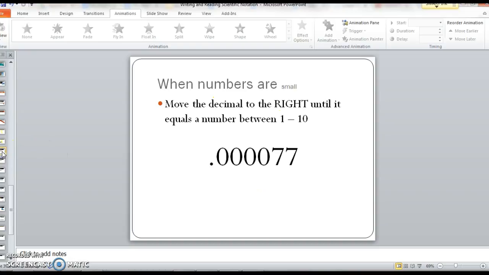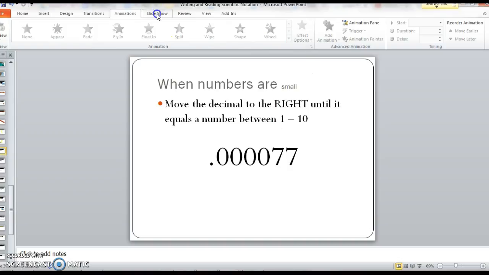So here's an example. 0.00077. This could measure the thickness of a cell, which we'll get to. This could measure the thickness of a piece of paper, maybe. Right? We also use very small numbers.